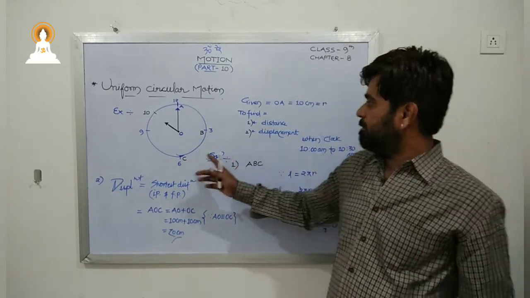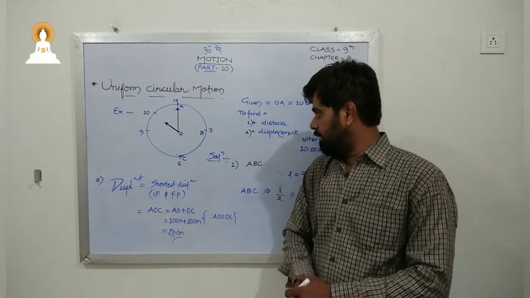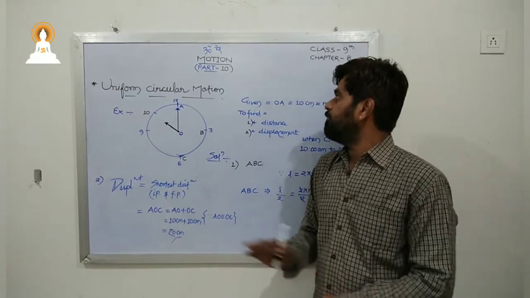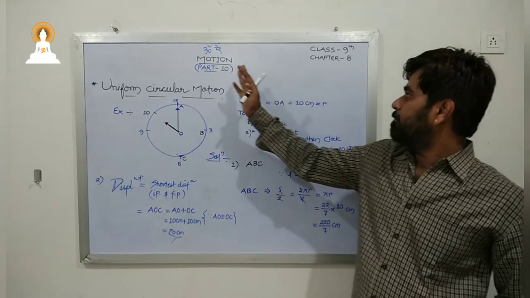So this was a simple example of uniform circular motion. In this way we complete our chapter number 8.